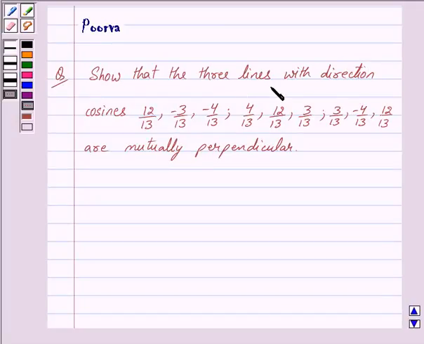Show that the three lines with direction cosines 12/13, -3/13, -4/13; 4/13, 12/13, 3/13; and 3/13, -4/13, 12/13 are mutually perpendicular.